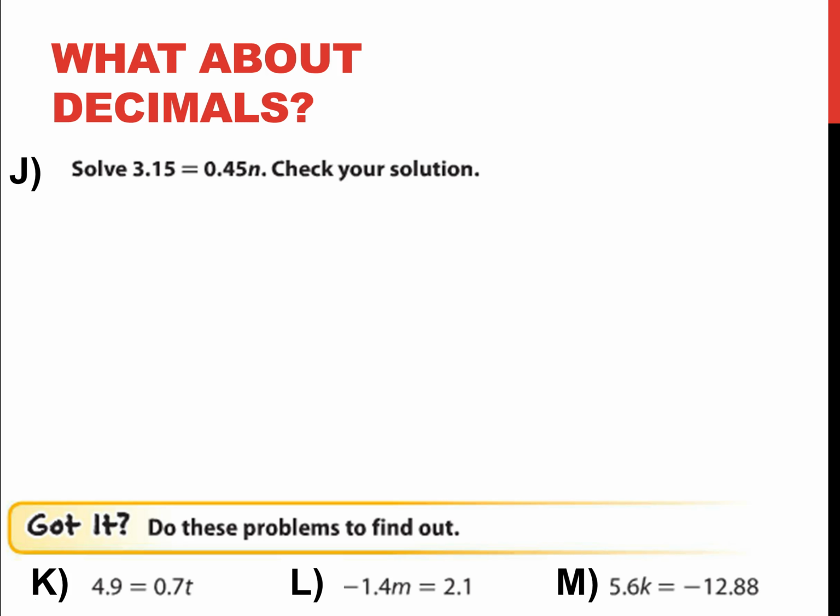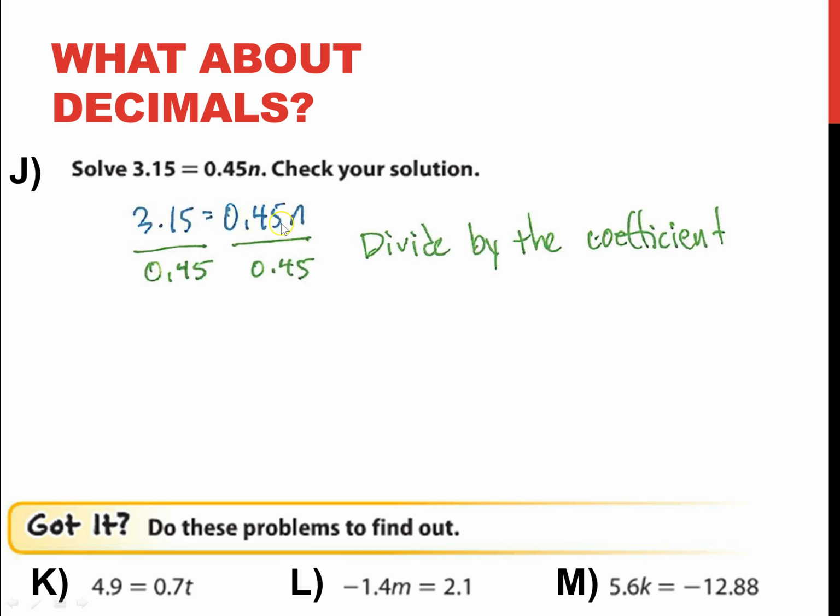So for example, J. First, I have the original problem, and I'm going to divide by the coefficient, because this is being multiplied. 45 hundredths is multiplying n. The opposite of multiplication is division. That's the inverse operation. So I divide by the coefficient, and I get 7. If I were to plug that back in, of course, that does work. 45 hundredths times 7 does give us 3 and 15 hundredths. So I would again encourage you to pause the video if you're working this out at home. The answers aren't on the video, but go ahead and solve K, L, and M on your own. I'll be here when you get back.